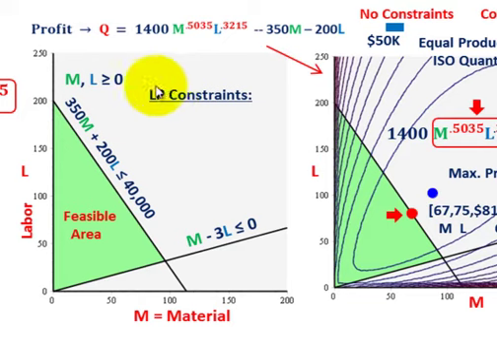Okay, so moving over here, first for our constraints, I've got those plotted out. That is the $40,000 funding constraint, 350M plus 200 in labor. We have labor on our vertical axis and material on our horizontal axis. And then we also have that constraint, M minus 3L is less than or equal to 0. So this is our feasible area shown in green here.